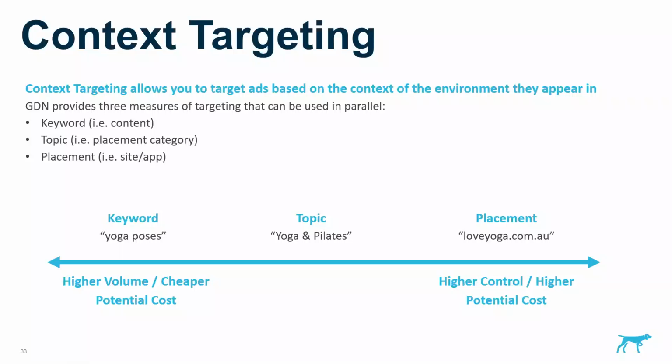And Google has categorized virtually everything within its own. Anything that can appear on Google has been categorized. And then placement is using a specific website itself. So we could aim to appear on loveyoga.com.au, if we're saying yoga mats, for example. If loveyoga.com.au doesn't have a huge amount of competition, then they'll be quite cheap.